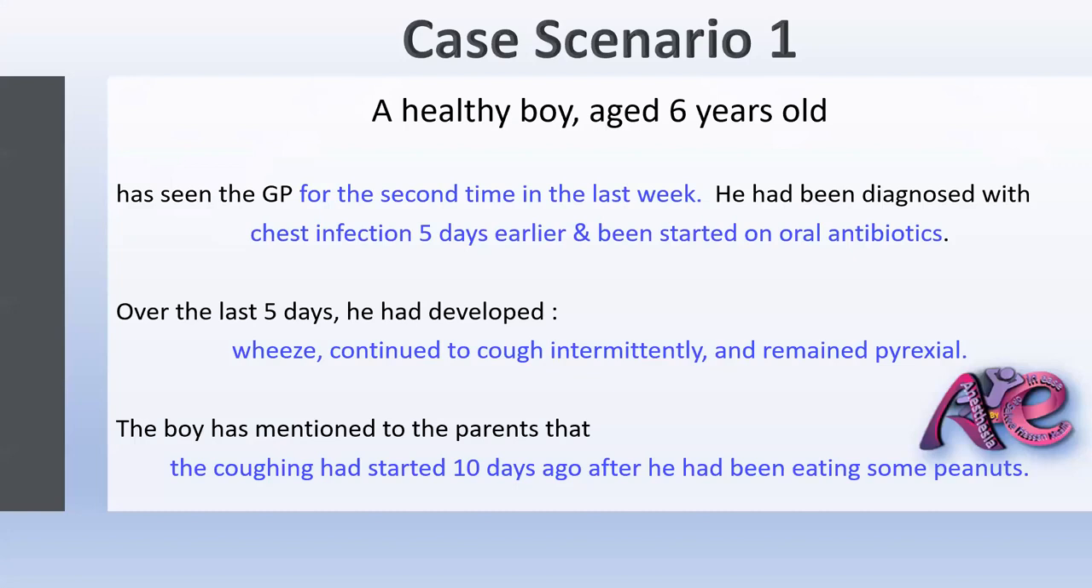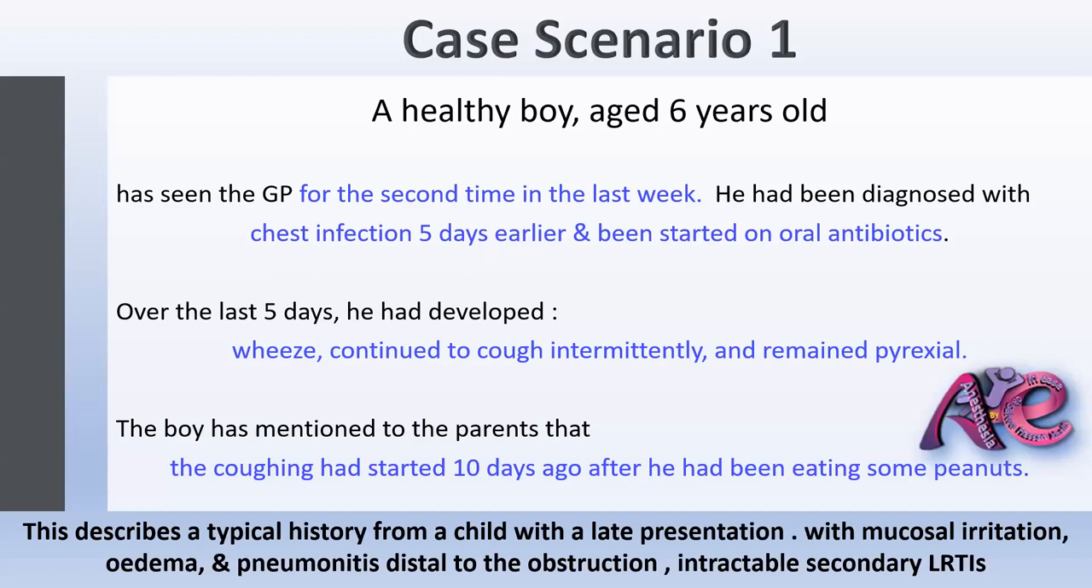So let's take a look at our cases and see what the presentation is and whether there is any evidence of foreign body inhalation in these cases. In the first case, this is the typical history from a child with late presentation with mucosal irritation, edema, pneumonitis, and distal obstruction. This patient was treated as respiratory tract infection and asthmatic, and ended up with intractable secondary lower tract infection.